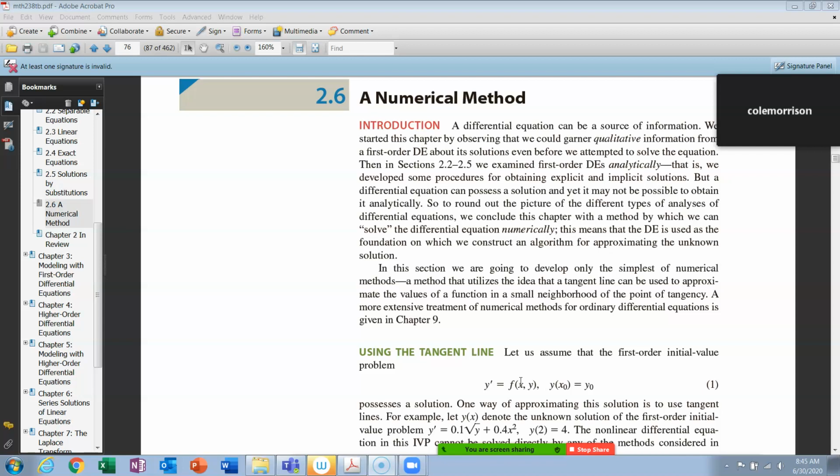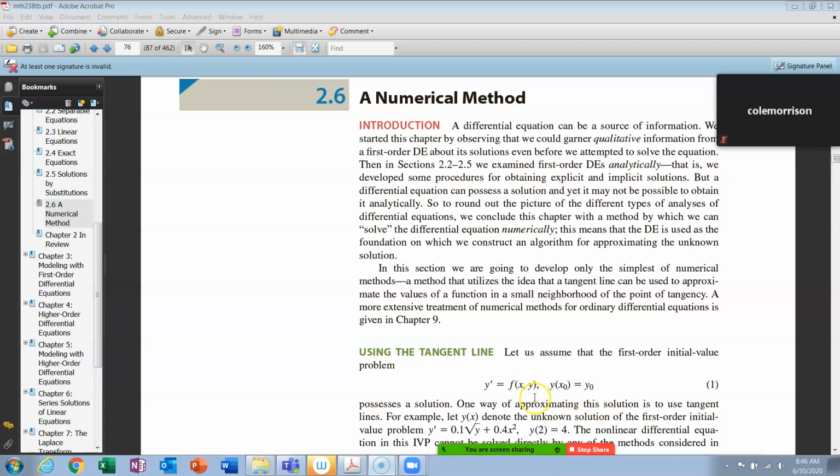Well, let's go on from there. When Melissa and I got started, we were talking about the beginning of 2.6 numerical methods, the fact that a lot of times you'll run into a differential equation that either you can't solve analytically or maybe you can't even pose it analytically in a way you could solve it. So you do your best with a numerical method. And this is using the tangent line. So here's your first order initial value problem. y prime is equal to some function of x and y. That's the normal form for expressing a first order differential equation.